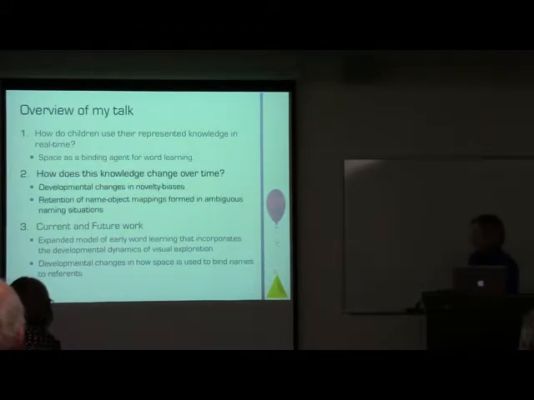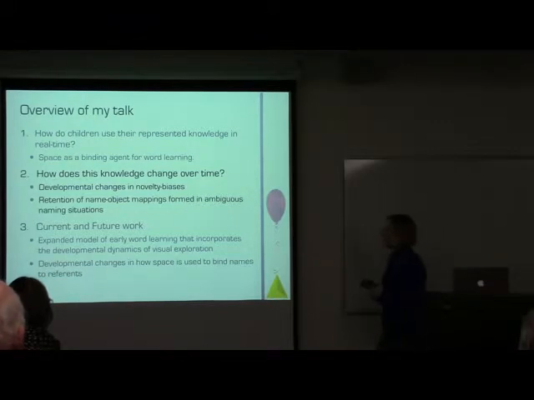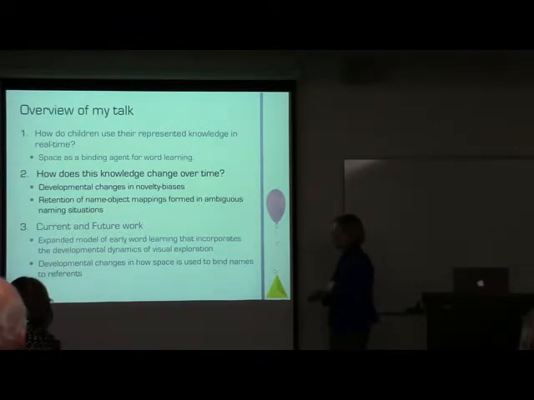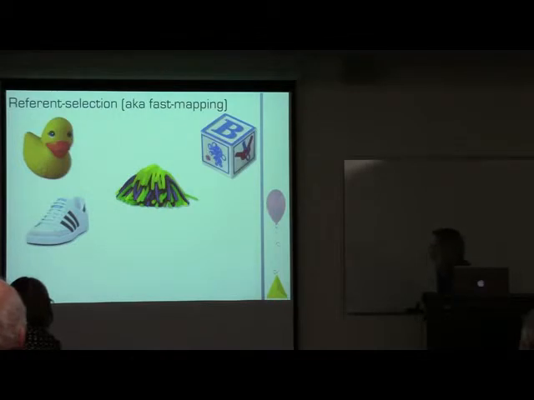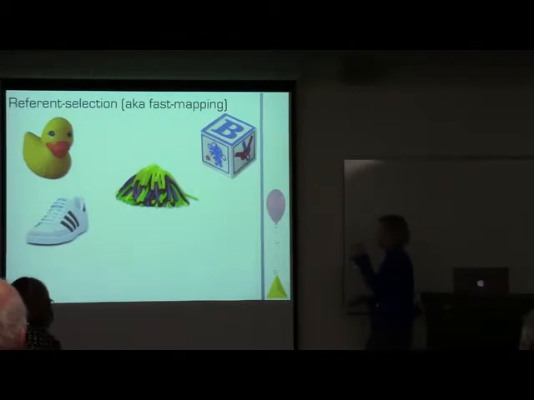In that next part, I also want to look at this and think more about time scales and change over time, looking at retention of name-object mappings formed in ambiguous naming situations. So I'm going to switch the task here. We're going to use a reference selection, also sometimes called a fast mapping task.